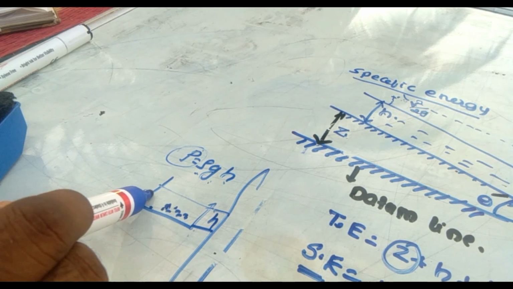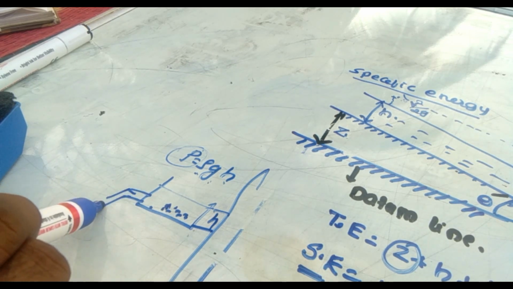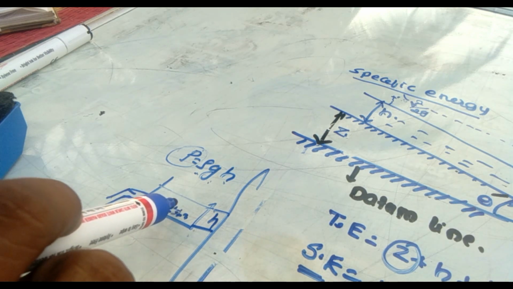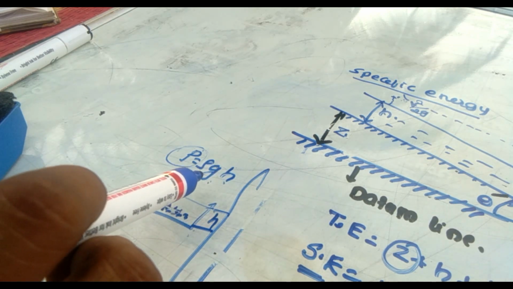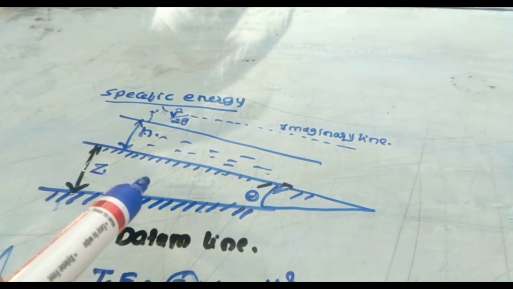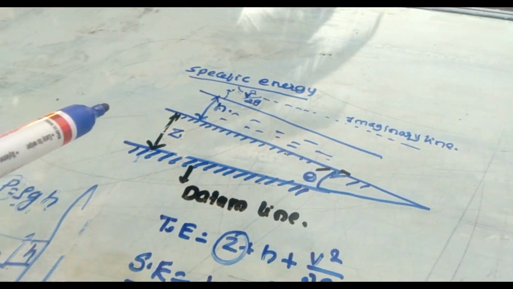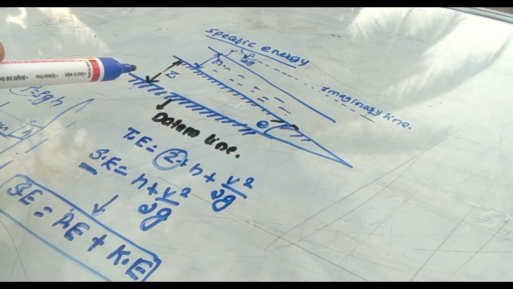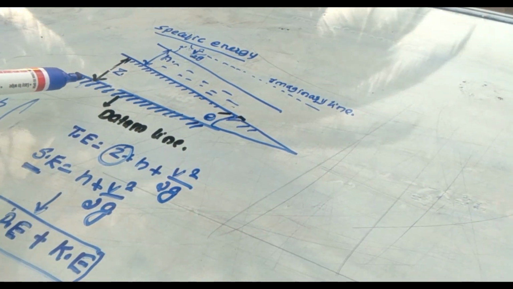We can calculate the pressure, because when we are designing the diameter of the pipe, we need to know what pressure is created at the bottom of the tank. That is the reason we are doing this calculation. The same here: we need to calculate the total energy, the specific energy, at the bottom of the tank. So specific energy is equal to potential energy plus kinetic energy.